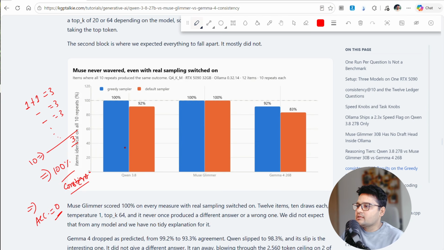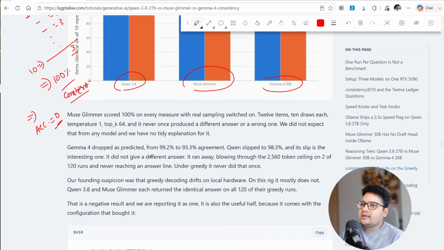Okay, so in the Gemma 4 case, and in the Qwen 3.8 and Muse Glimmer model, you will notice that apart from the Muse Glimmer model, none of these models are accurate in all of their repeats. So what do you understand here? Like I told you, if a model is consistent, that doesn't mean that the model is actually accurate. The result could be wrong, but the wrong result is coming multiple times. Because of that, you will also see the accuracy is low and the consistency is also low if a wrong result is coming multiple times, or a different result.